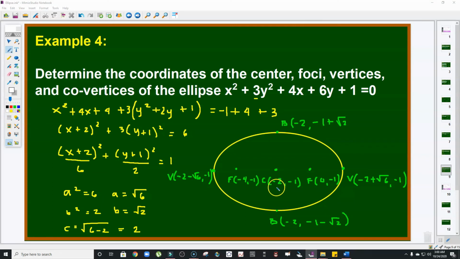We're done. We have the center, negative 2, negative 1. We have the foci, 0, negative 1, and negative 4, negative 1. The vertices, negative 2 plus minus square root of 6, negative 1. And of course, the co-vertex, negative 2, negative 1 plus minus square root of 2.